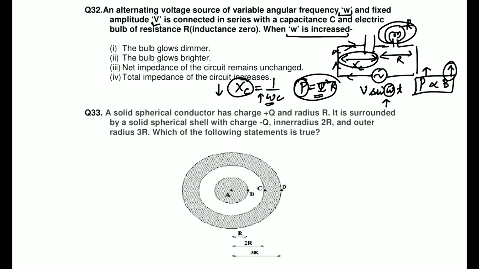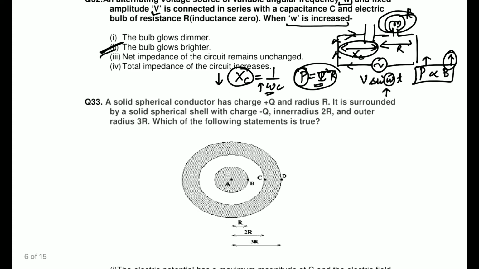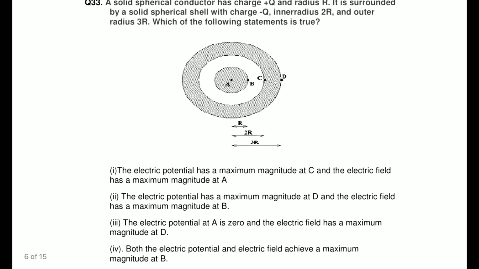That means first let's look at the options. The bulb will glow dimmer. No, the bulb glows brighter. Yes, this is the answer. The bulb is going to glow brighter. Second one is your answer. I hope that's understandable, right? Okay, great. Let's move to our next question.